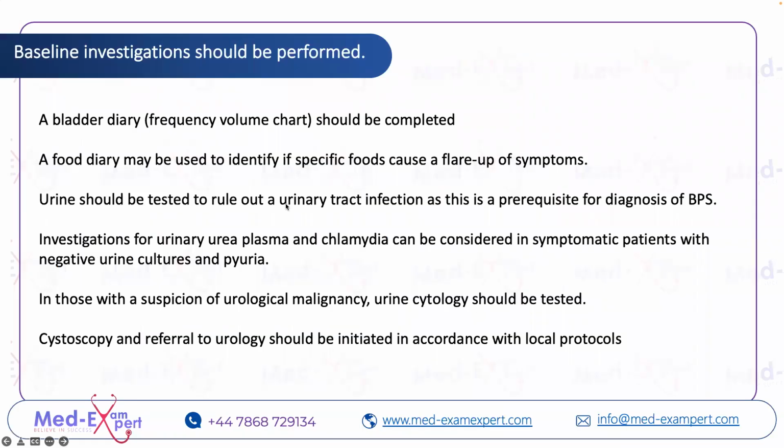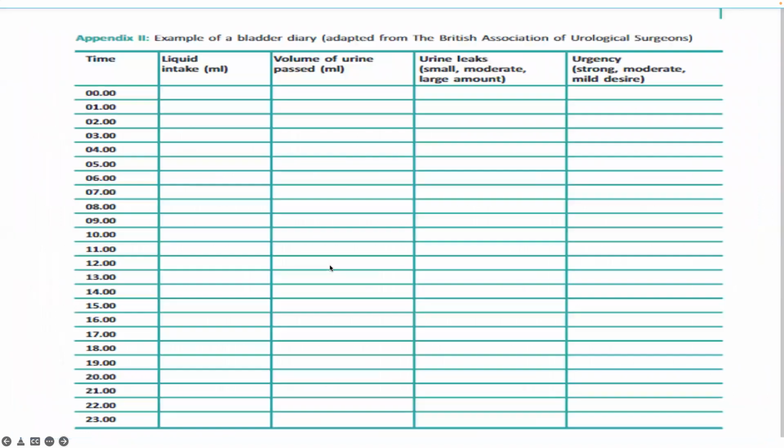So number one is the bladder diary. You have to keep the frequency volume chart, a food diary, check the urine for any infection, and for ureaplasma and chlamydia. And for those with suspicion of malignancy, you can have a urine cytology also. A cystoscopy and referral to urology if it is required. Then this is the example of the bladder diary. It is all there in the guideline.